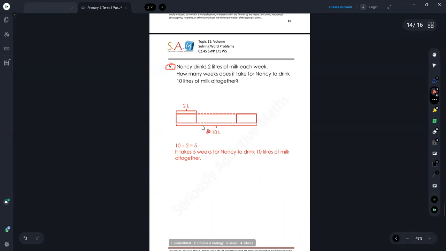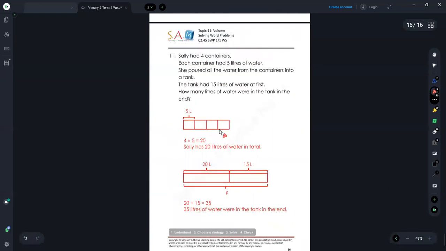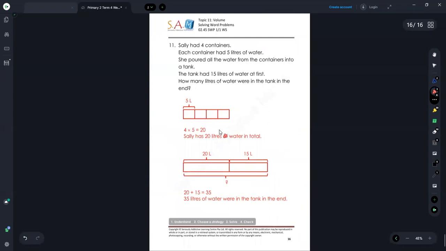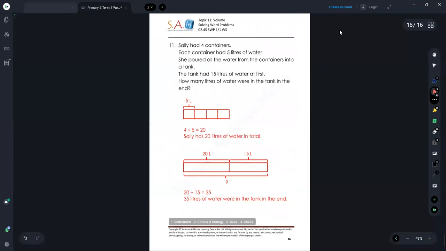Previously, I've had students give feedback to me that the teacher already taught us how to do these questions in class. Please do not. This is the test. So please take note of that. And that's it for this week's session.